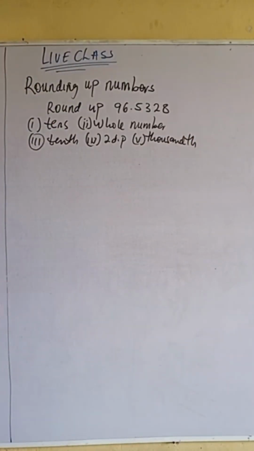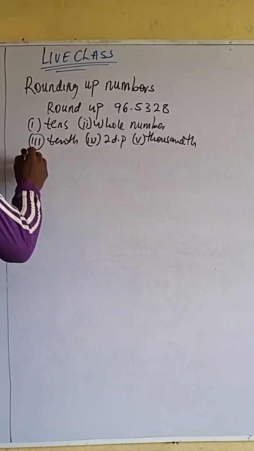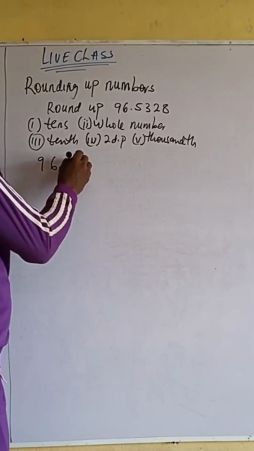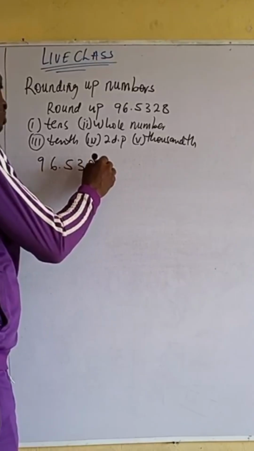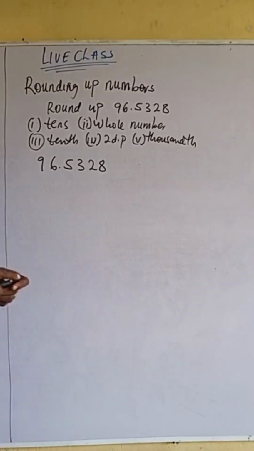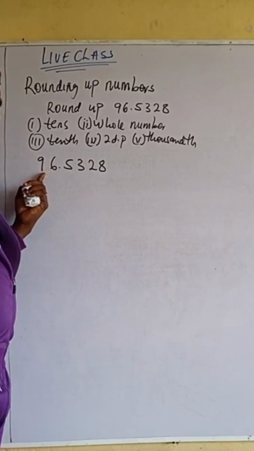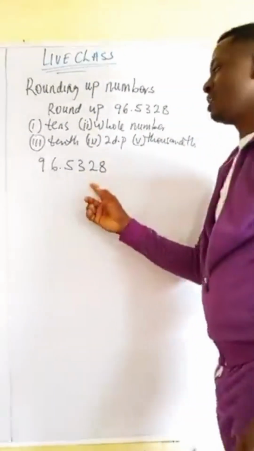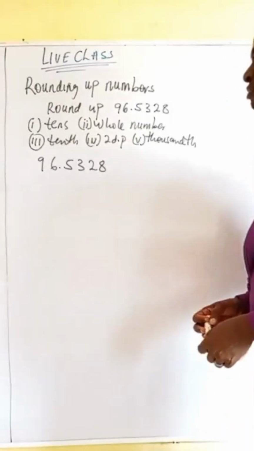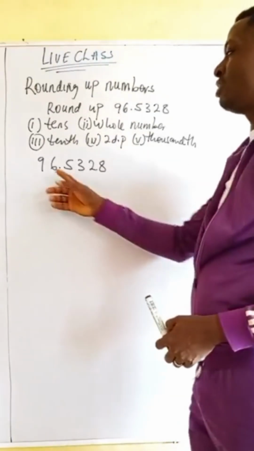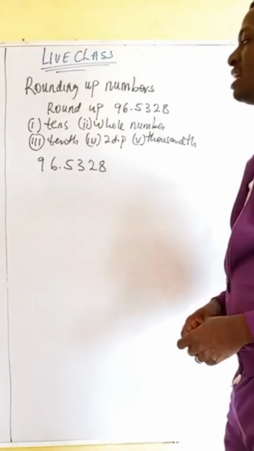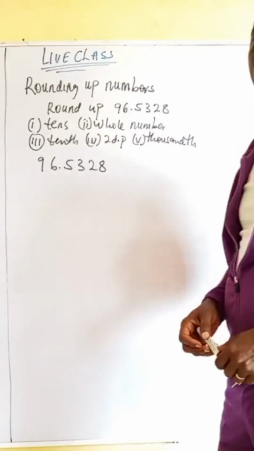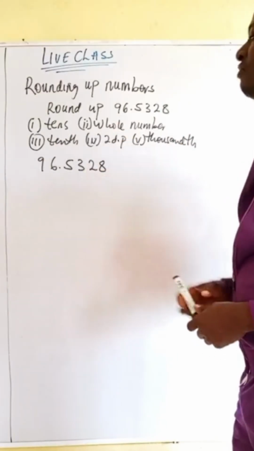Now you have to round up this number, 96.5328. Since it is a decimal number, we call the whole number 96, and then the decimal part is 5328. So let's start with the first one.